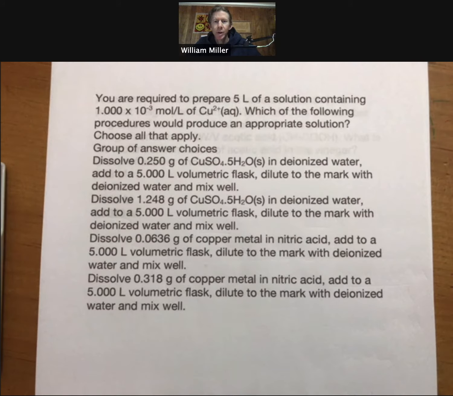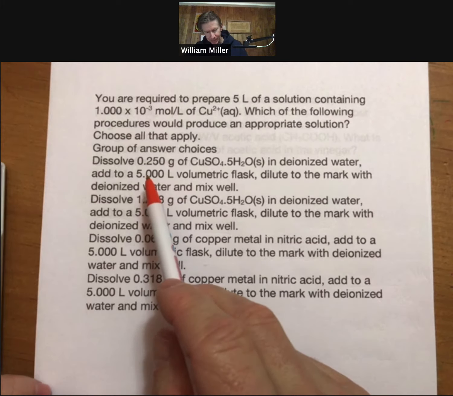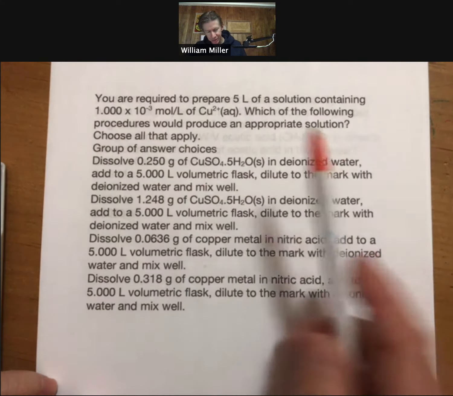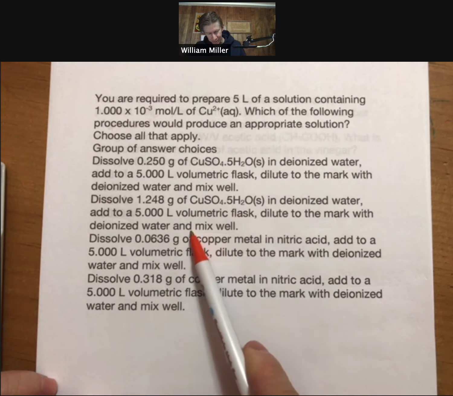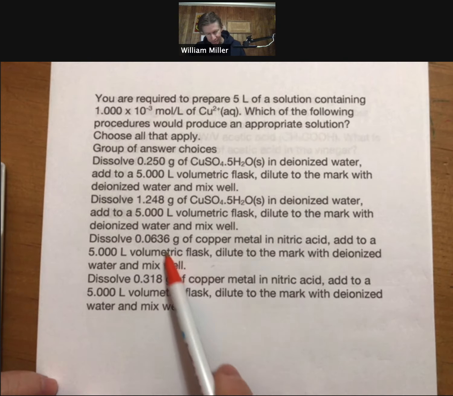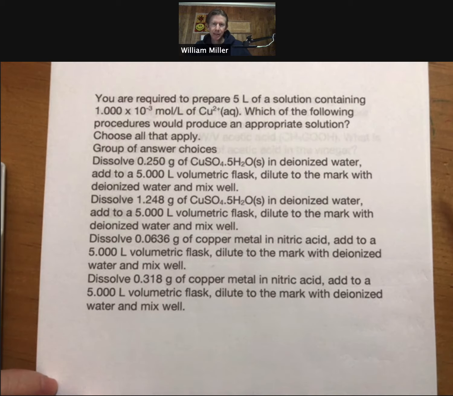You are required to prepare 5 liters of a solution containing 1.000 times 10 to the minus 3 moles per liter of copper ions. Which of the following procedures would produce an appropriate solution? Well, let's see here. So we have 5 liters. And as far as procedures go, I'm reading dilute to the mark and mix well, volumetric. As far as the actual procedures go, the procedure sounds good.